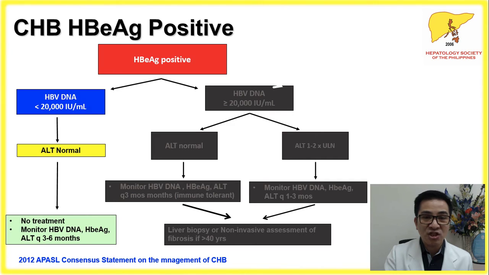Specifically for e-antigen positive disease with a baseline viral load level of less than 20,000 IU per ml and normal ALT, viral load, HBe antigen, and ALT level should be monitored every 3 to 6 months.